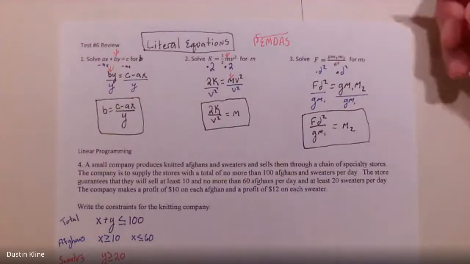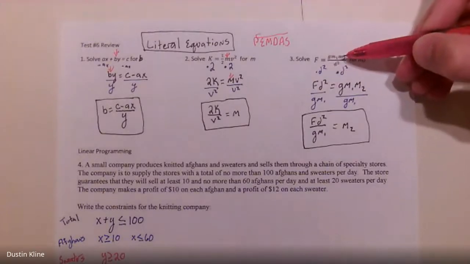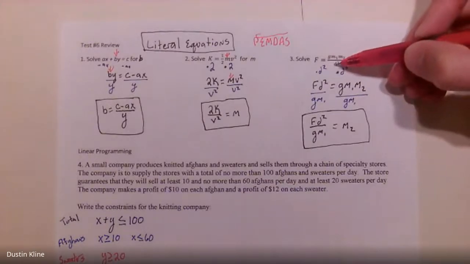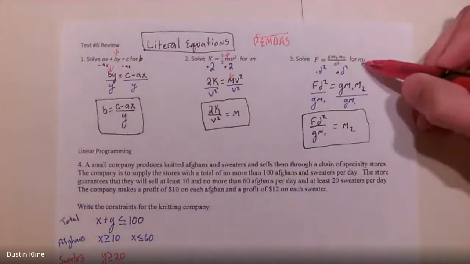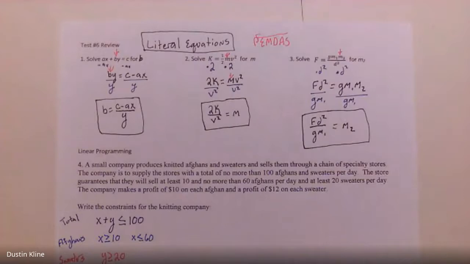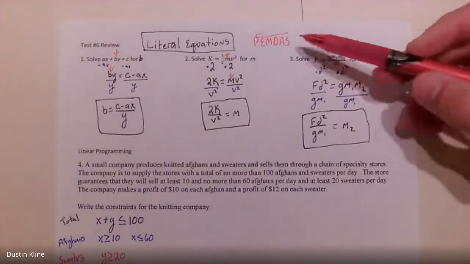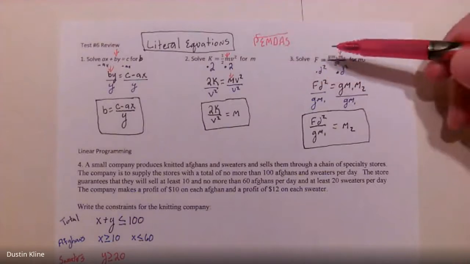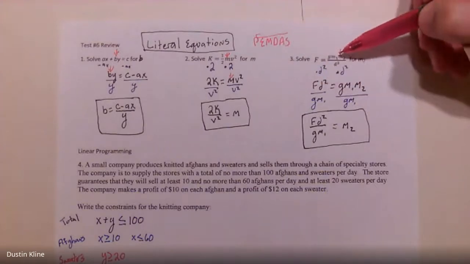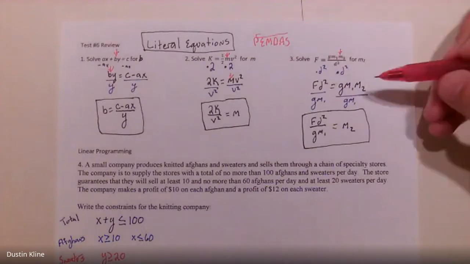Our third equation, a force equation, F equals g times m1 times m2 divided by d squared. Identify your variable of interest. In this case, it's m2, or the mass of the second object. We're going in reverse order of operations. Well, there's no addition or subtraction that we can undo first. So now look for any multiplication or division.